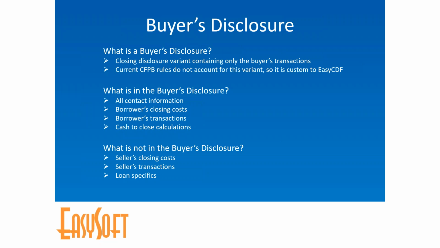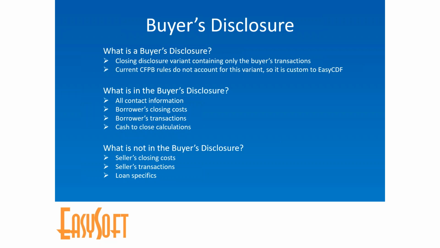The buyer's disclosure, a custom form in EasyCDF, fills in a gap in TRID rules that most law firms have now noticed, and it's become a pretty popular feature. Before we introduced this, firms were forced to provide borrowers with the full closing disclosure, all 5 pages, showing both the seller's information and the buyer's. But the seller would be shown a version which only contained their own information.